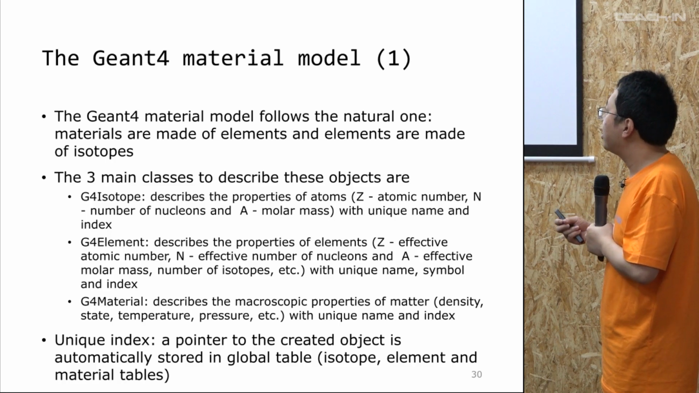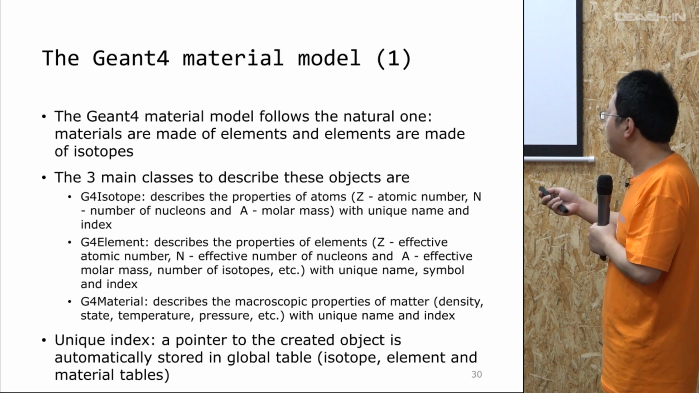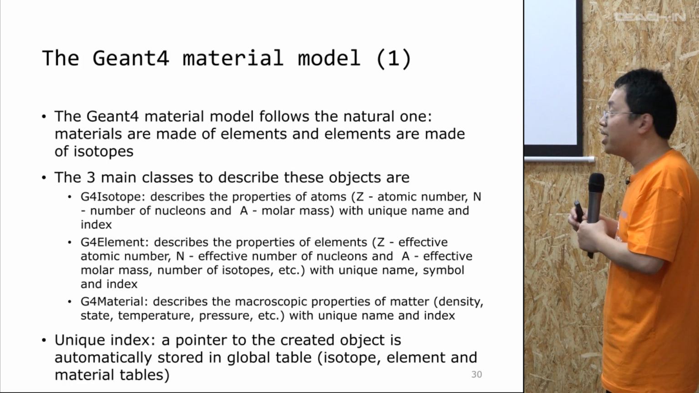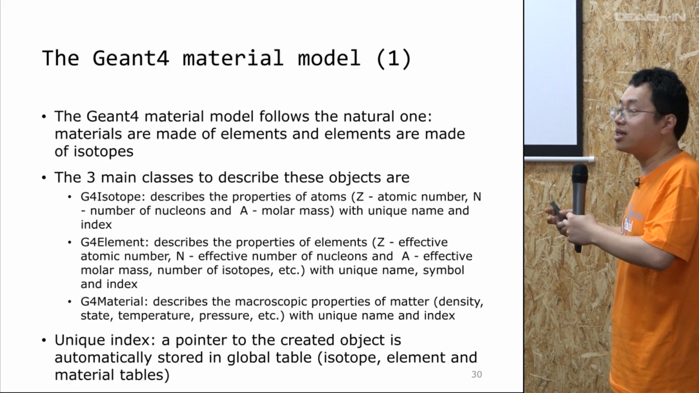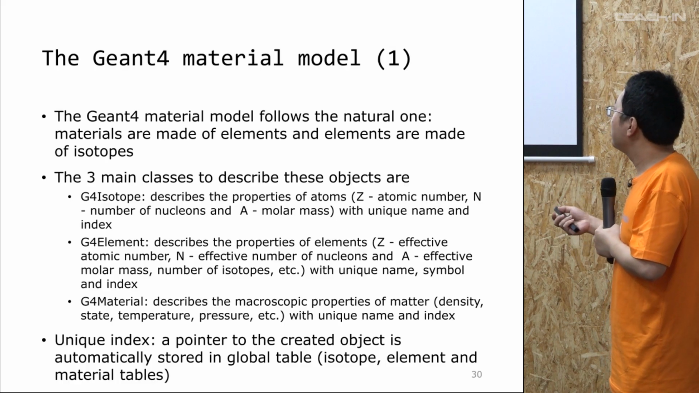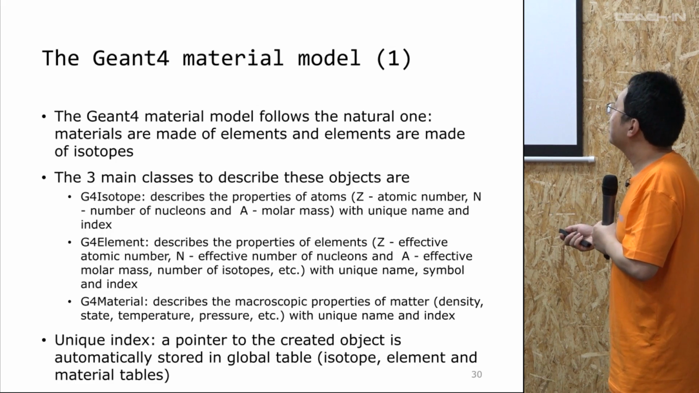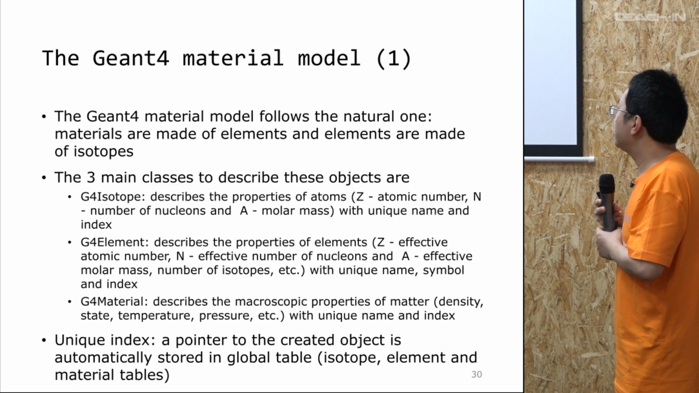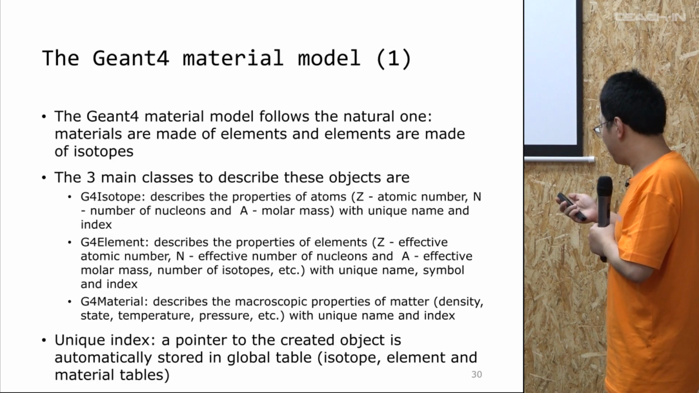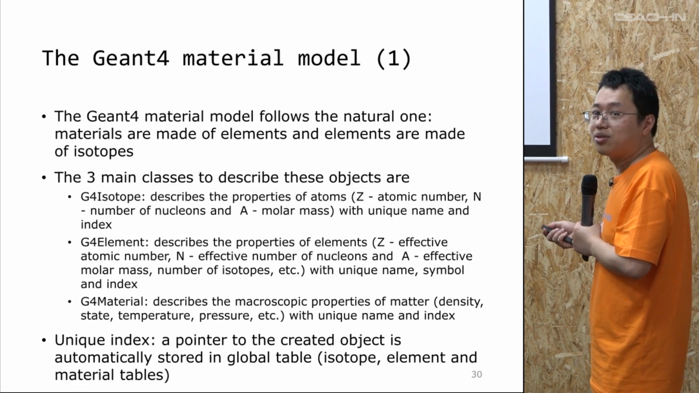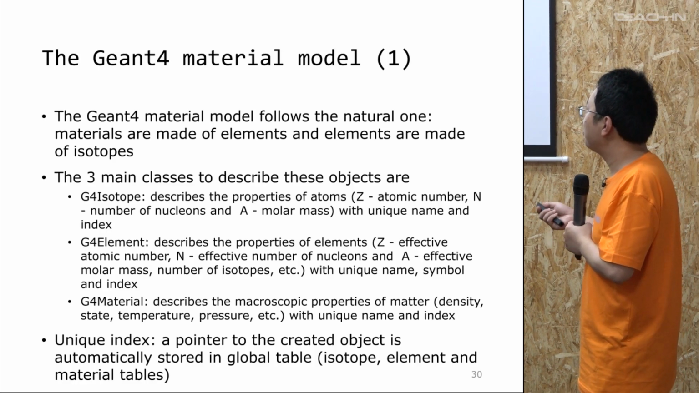A material can be made of elements, and a material itself can be made of different materials. That means you have a mixture in the setup. An important thing is that you have to make sure all these objects are unique, so you can avoid some problems.